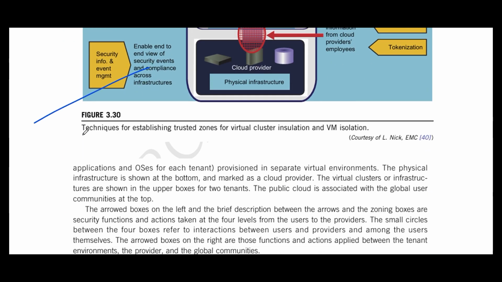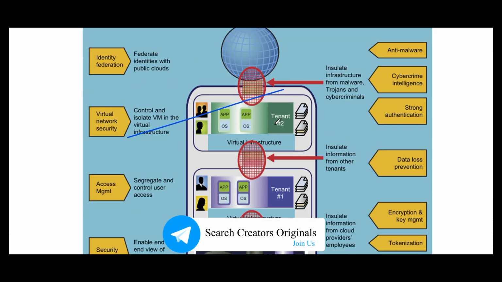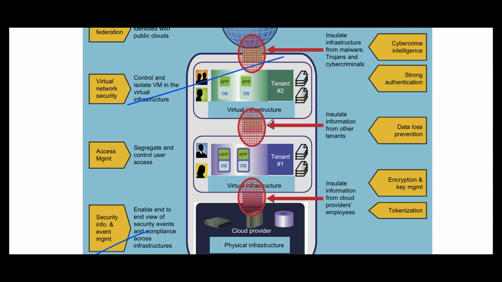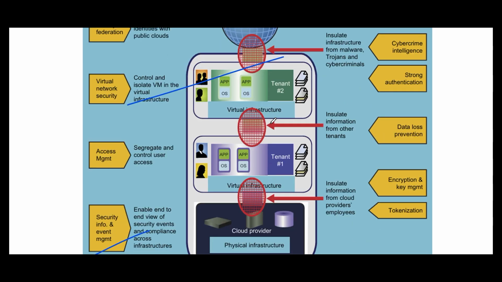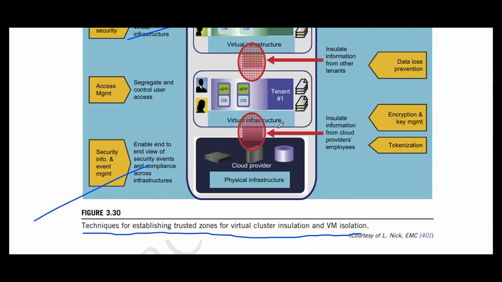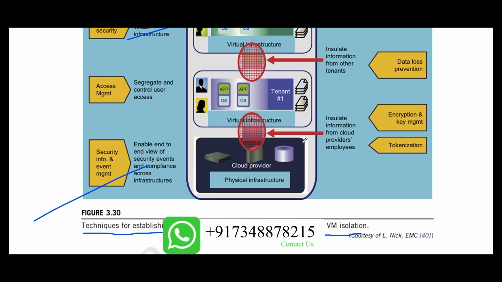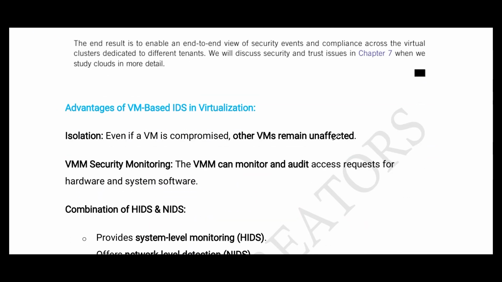Next, in this figure, we can observe the techniques for establishing trusted zones for virtual cluster insulation and VM isolation. We can observe identity federation, virtual network security, access management, security information, anti-malware, cybercrime intelligence, strong authentication, data loss prevention, encryption and key management, and tokenization, which help in these techniques. Some theory content about the figure is given below; you can go through it.